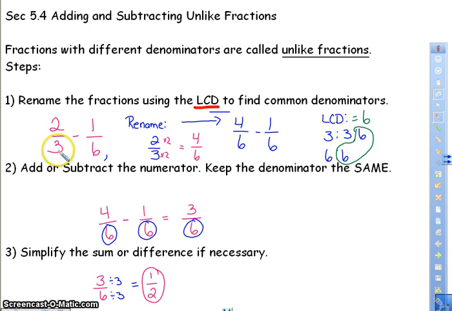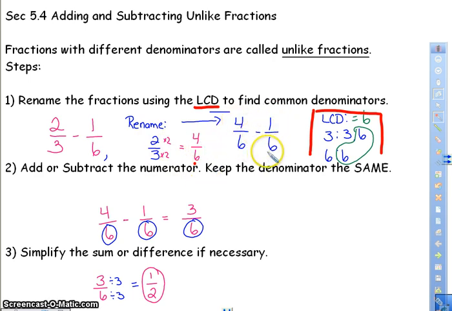Your common denominator for 3 and 6 is actually 6. There's LCD, and you'll see that that information is right over here. So since this is already a 6, I'm going to leave it alone. 2/3 changes to a denominator that is a 6 by multiplying 3 times 2. 3 times 2 is 6. 2 times 2 is 4. We have 4/6 minus 1/6.